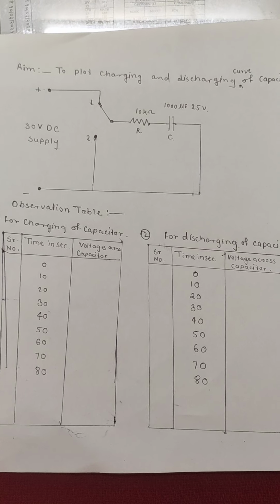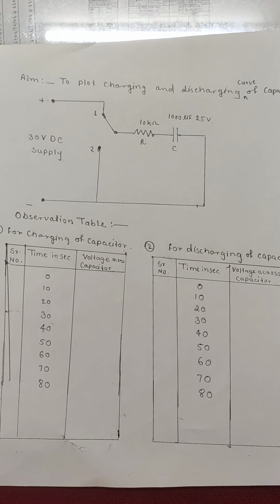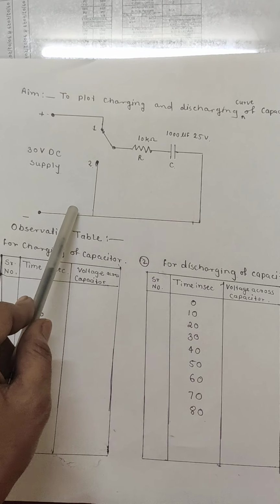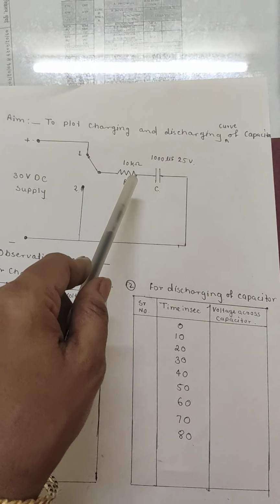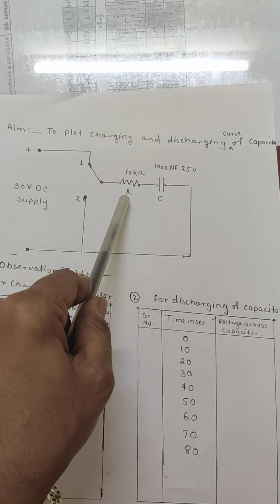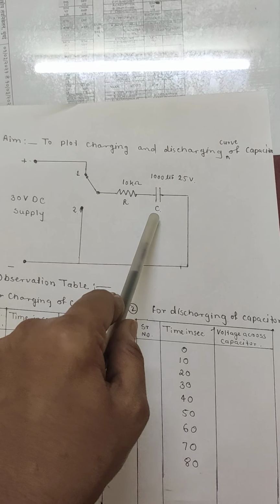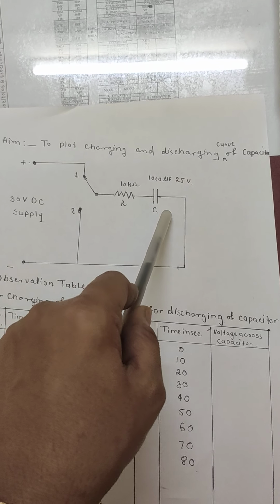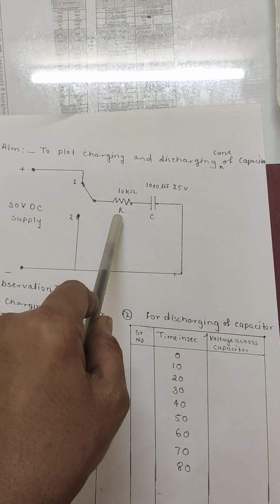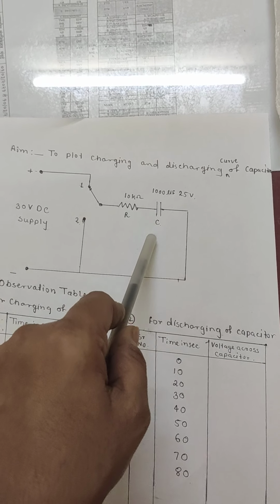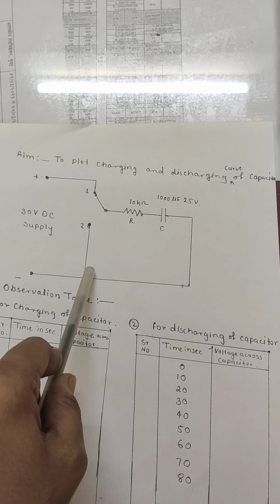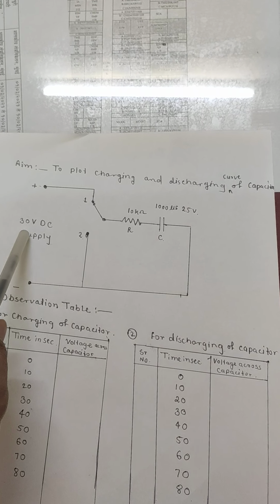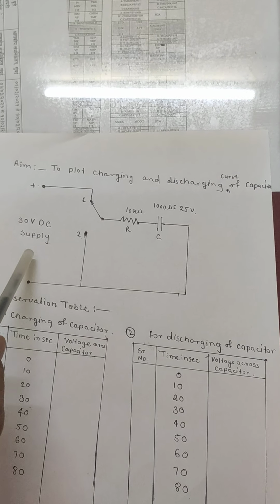For this, here is the circuit diagram. In this circuit the resistance is 10 kilo ohm and the capacitor is 1000 microfarad, 25 volt. This RC series connection is connected across the 30 volt regulated power supply.